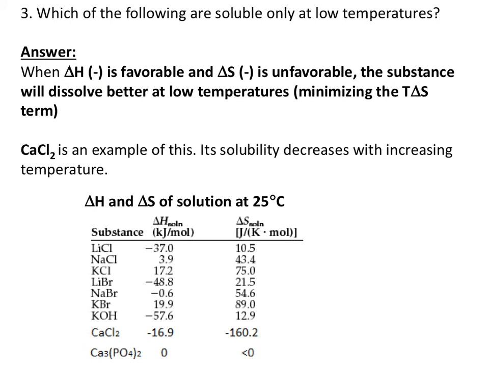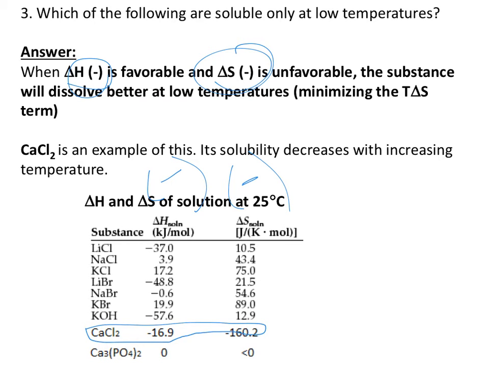Okay, third question. These are the tricky ones. When enthalpy is favorable, it's negative, so we want to look for a negative sign, but entropy is unfavorable. So if they both have negative signs, are there any like that? Calcium chloride. That means that calcium chloride will be soluble, but really only in a certain temperature range.